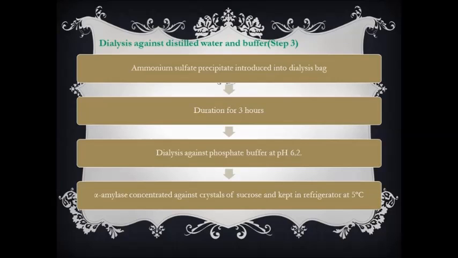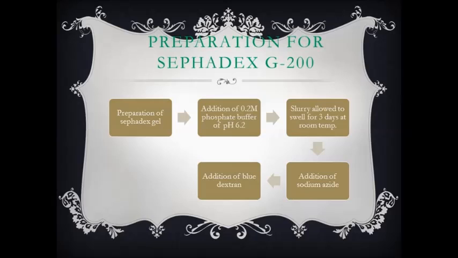Step 3. Dialysis against distilled water and buffer. The obtained ammonium sulfate precipitate in solution was introduced into a dialysis bag against distilled water for 3 hours, followed by dialysis against phosphate buffer at pH 6.2. The obtained alpha amylase enzyme preparation was concentrated against crystals of sucrose and kept in the refrigerator at 5°C for further purification. Step 4. Application on column chromatographic technique.